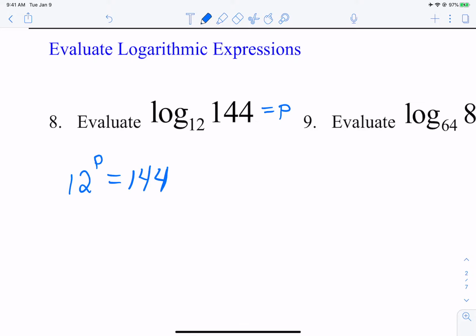Well, there's a variety of ways to think about that. If you were good at multiplication from back in the day, you might recall that 144 is 12 squared. So the power we would put on a 12 to get 144 is 2. So the answer to this is 2.